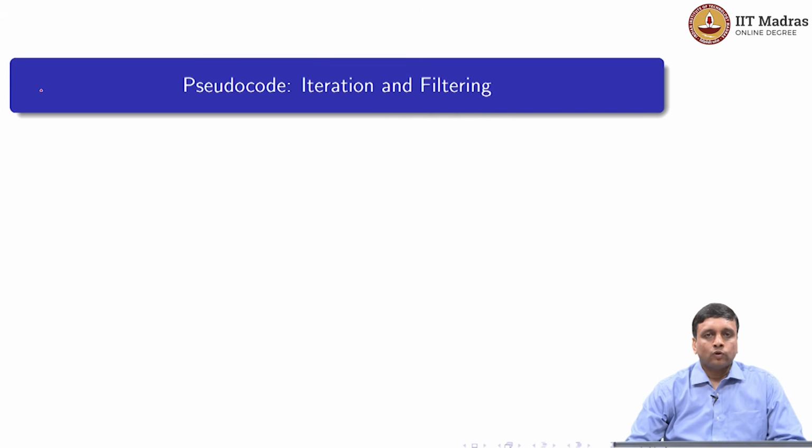In the previous lecture, we looked at pseudocode as a textual representation of computational algorithms. So now let's try to work through some of the examples we did with iteration and filtering and see how the flowcharts that we drew can be translated into pseudocode. And in the process, we will look at some more notation that we will use in pseudocode in order to make things simpler to read.